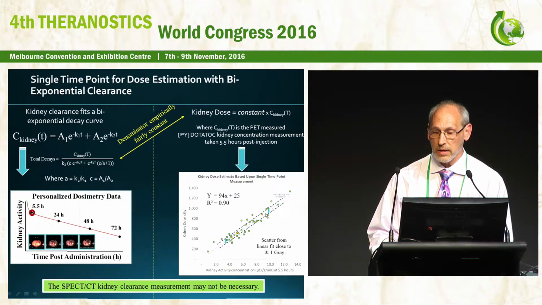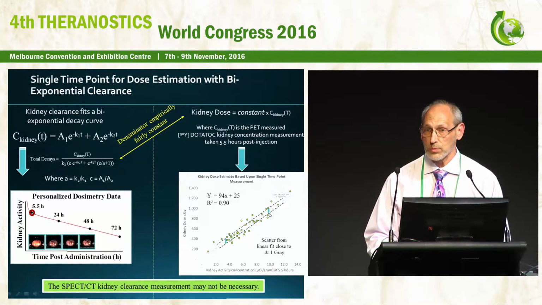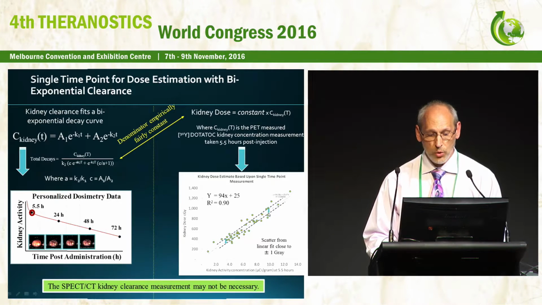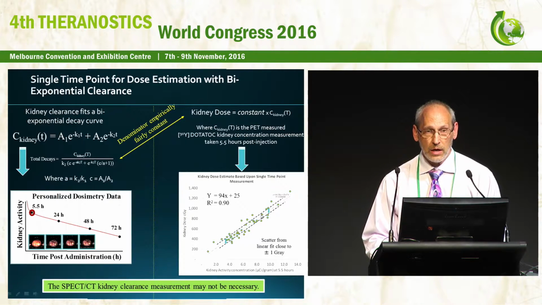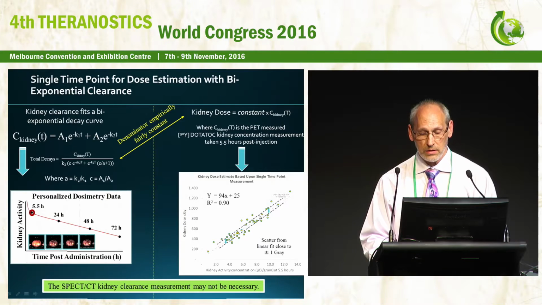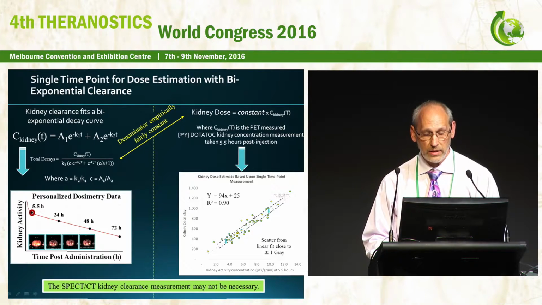This is a remarkably linear relationship, a great correlation coefficient. These dotted lines are about plus or minus a gray, which is probably well within the experimental error of the measurement. And so it looks at least promising that we might be able to simplify this and make this a much easier thing to do practically downstream.